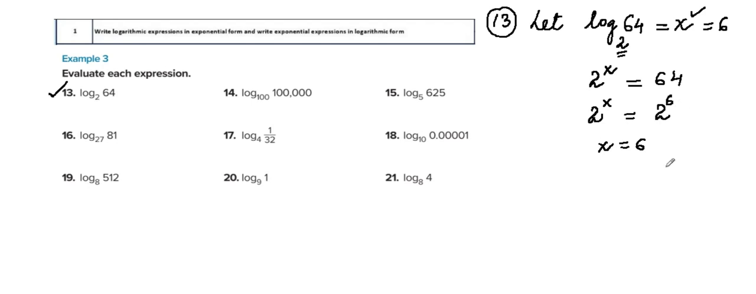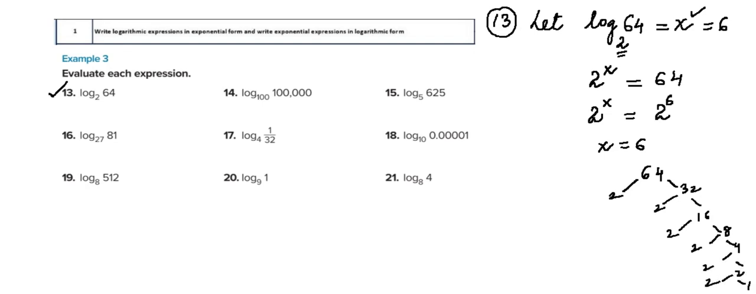How do we change it into a power? Just use the tree diagram. 64 divided by 2 is 32. Divide by 2, 16. 16 divided by 2, 8. 8 divided by 2, 4. 4 divided by 2, 2, and 2 divided by 2 is 1. So how many 2's are there? 1, 2, 3, 4, 5, 6. So that's why 2 power 6. You can use the calculator, but still you should know the steps.